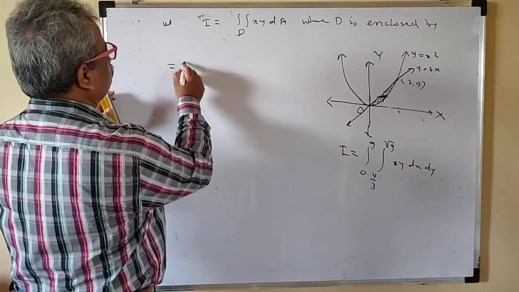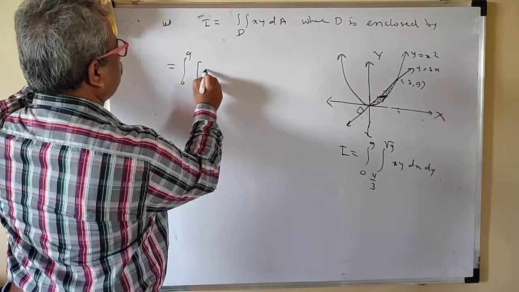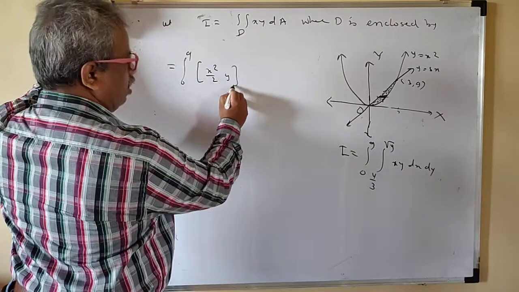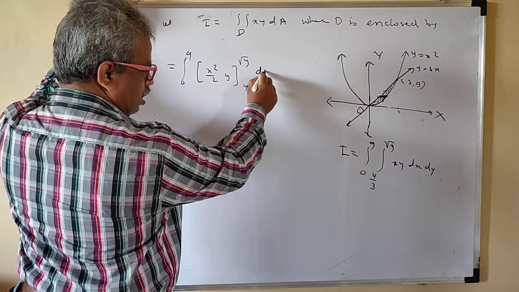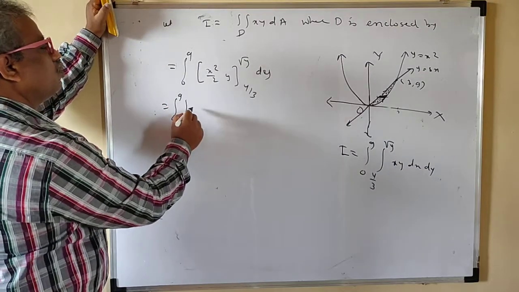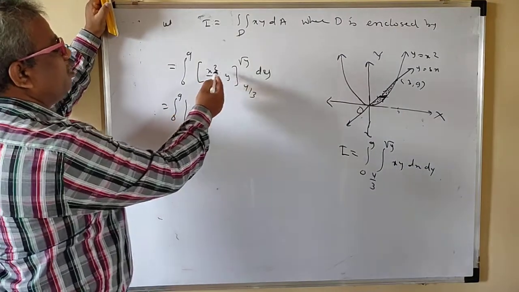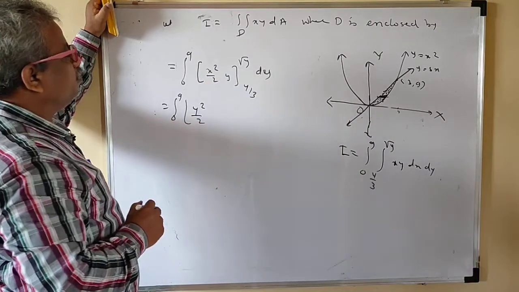So we do this one from 0 to 9 now. We are integrating x, so this is x square by 2 times y by 3 root y dy. Now this is from 0 to 9. You have to put the value of x square. X square is equal to y. This is y square by 2.